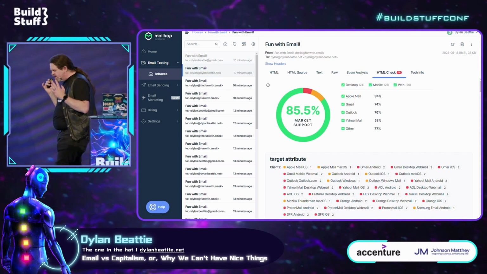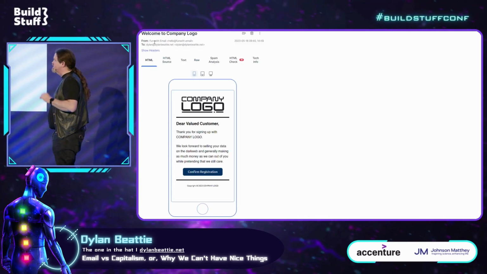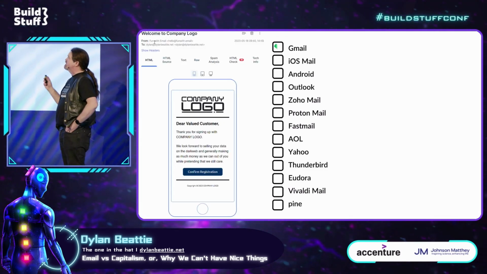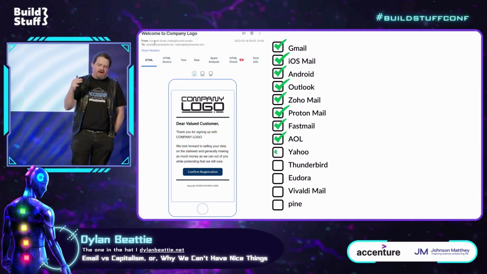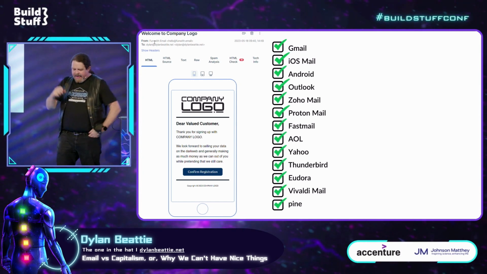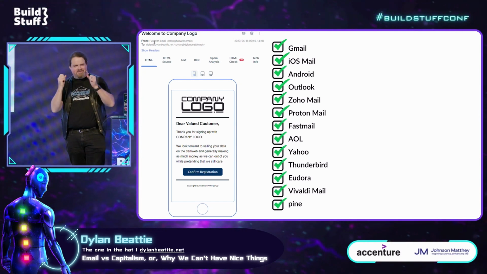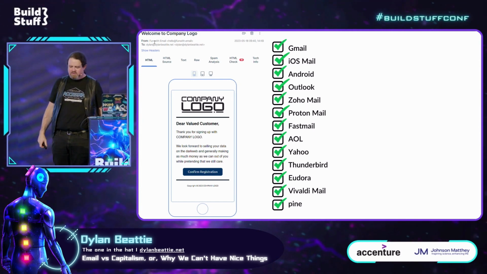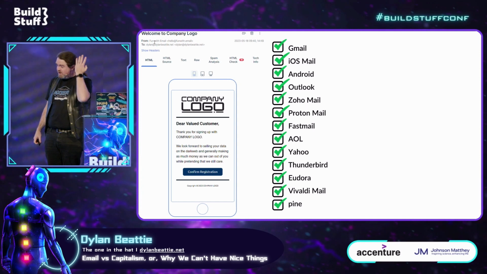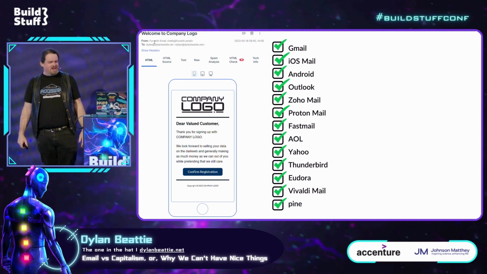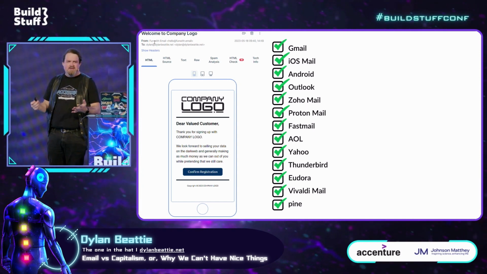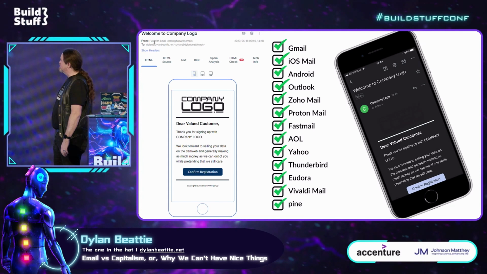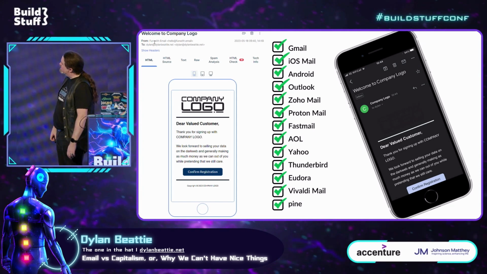But the thing is, you can go through all of the motions. You can test that on every single device out there, Gmail and iOS and Android and Outlook and Zoho, and you're like, it's done. I'm a good developer. I did my job well. And then you get a message from the client going, the email doesn't work. And you're like, what do you mean the email doesn't work? And they're like, I can't see the logo. And you're like, I tested that. Send me a screenshot. And they send you a screenshot, and you're like, oh, really?